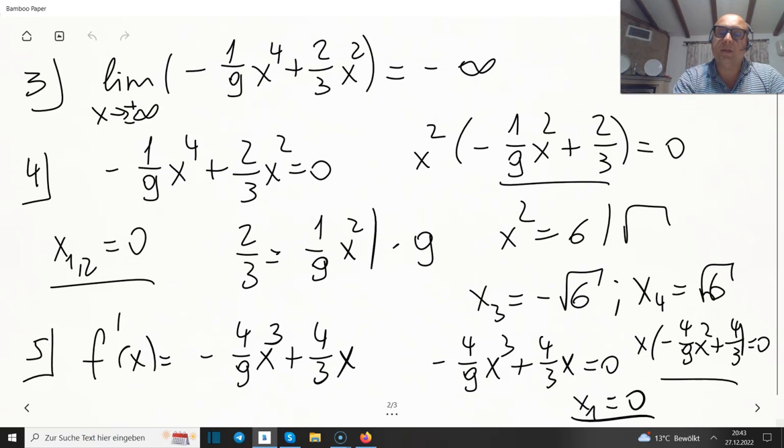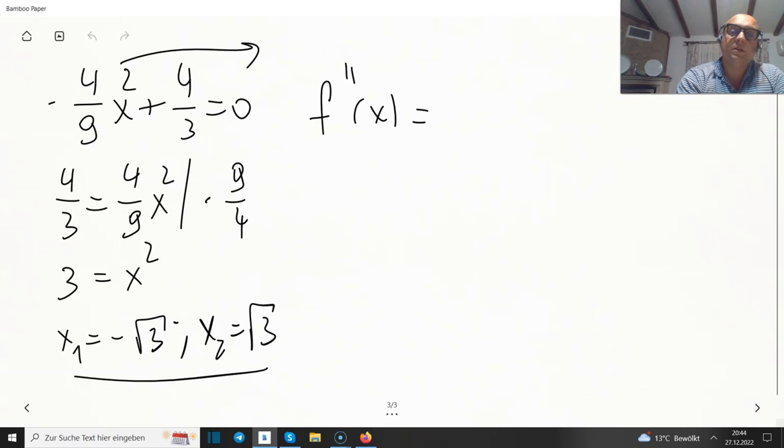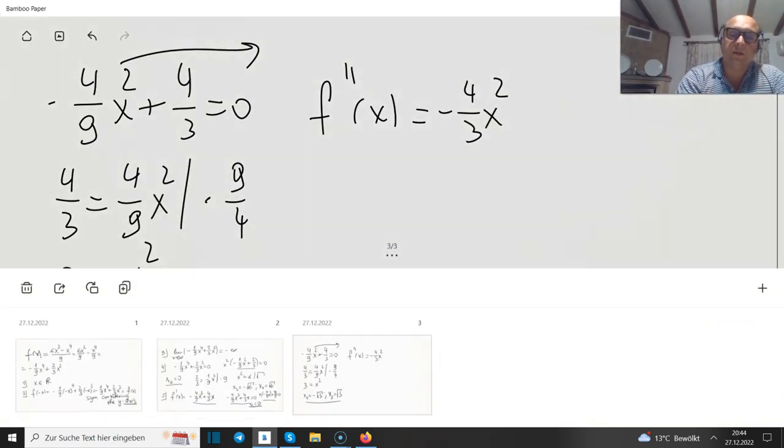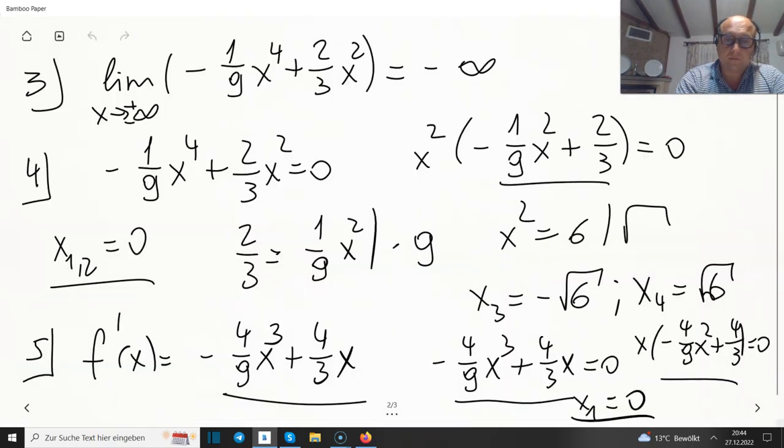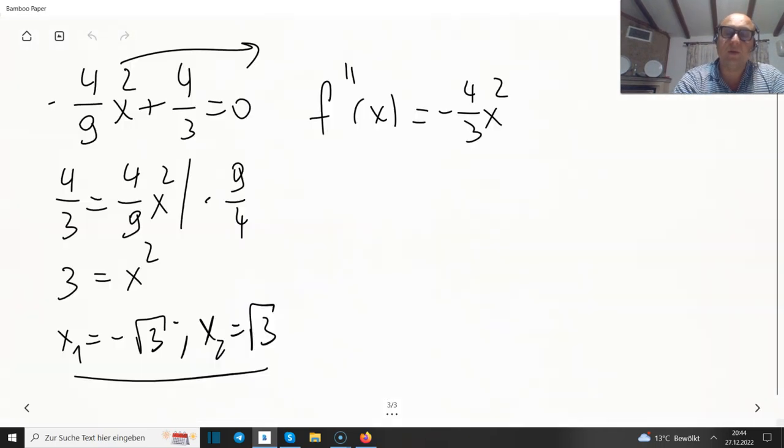So 3 is coming down. Let's consider this one. We can simplify it. It's 4 thirds x squared, so minus 4 thirds x squared, and just plus 4 thirds. Okay, so don't forget, I think I forgot it here. It should be x to the power of 2 and 3, right? We got 0 already.